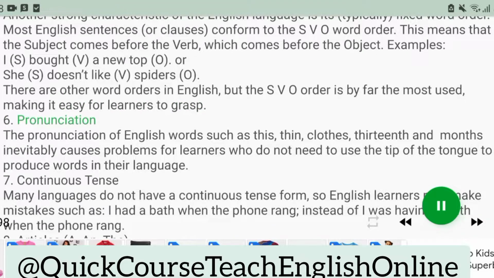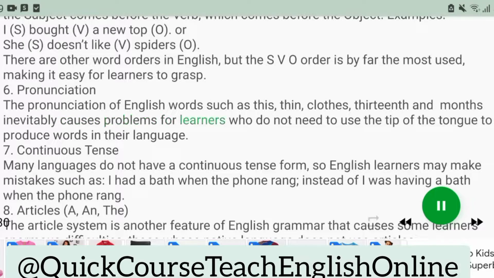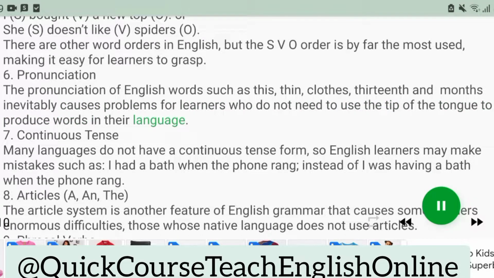6. Pronunciation. The pronunciation of English words such as this, thin, clothes, 13th and months inevitably causes problems for learners who do not need to use the tip of the tongue to produce words in their language.